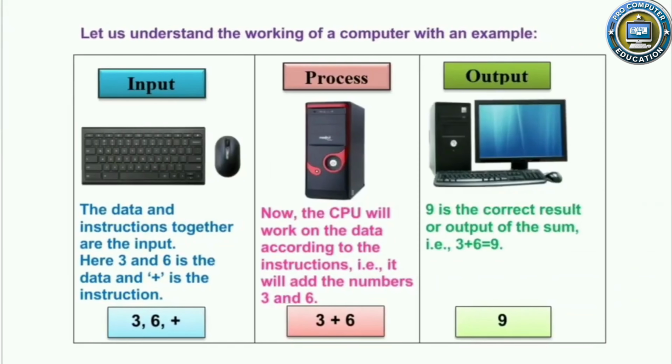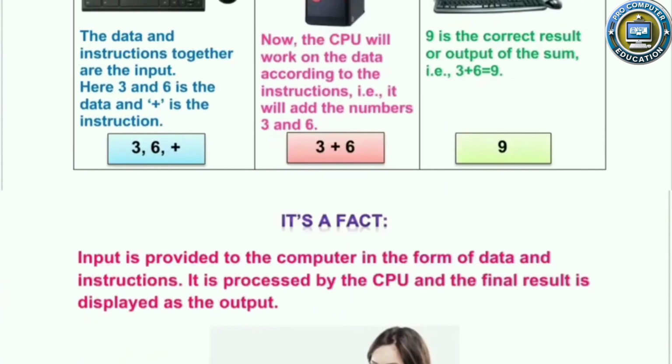Let us understand the working of a computer with an example. The data and instructions together are the input. Here 3 and 6 are the data and plus is the instruction. Input: 3 and 6, plus. Now the CPU will work on the data according to the instructions, that is, it will add the numbers 3 and 6. Process: 3 plus 6. 9 is the correct result or output of the sum, that is 3 plus 6 equals 9. Output is 9.